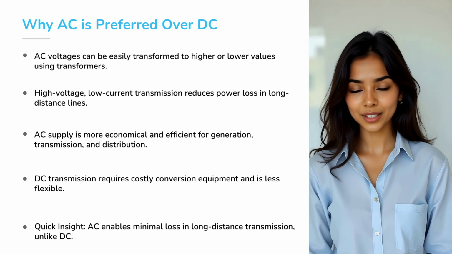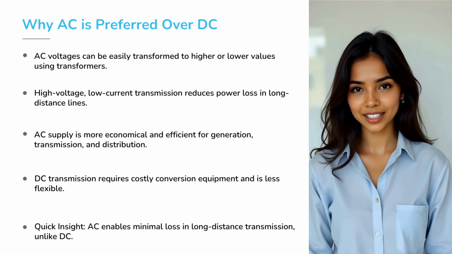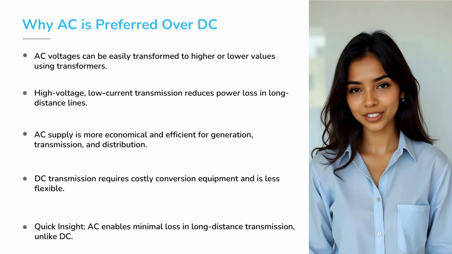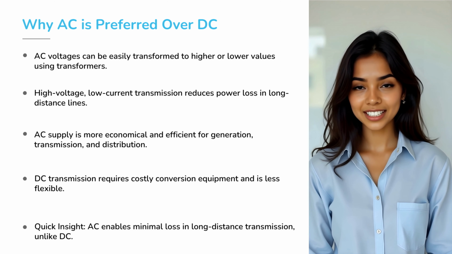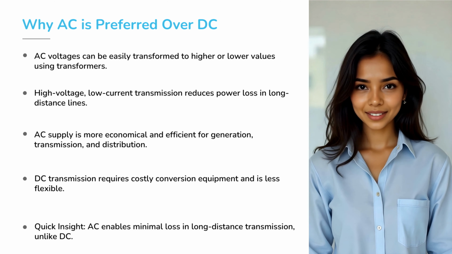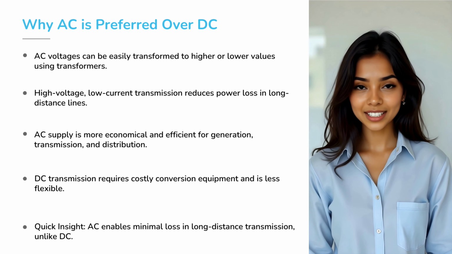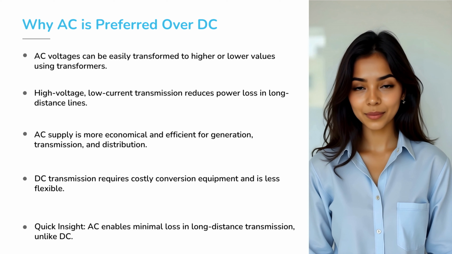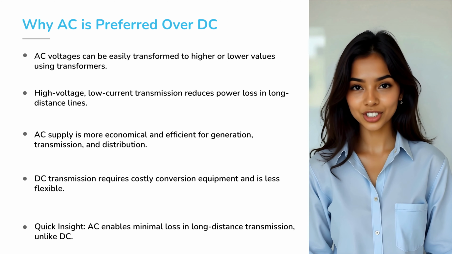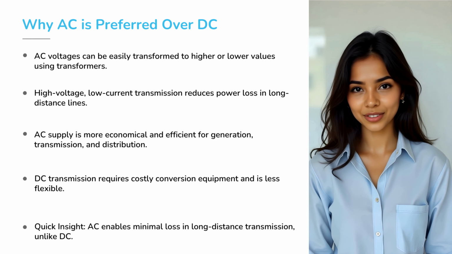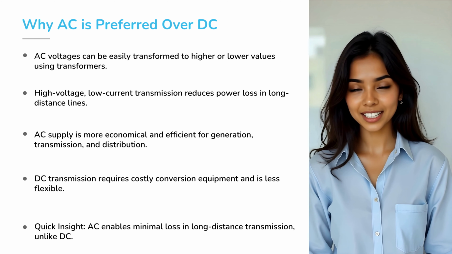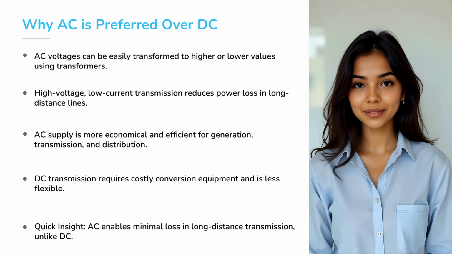To send DC over long distances, costly conversion equipment is needed to step up or step down voltages. This makes DC systems less flexible and less cost-effective compared to AC. So here's the quick insight: AC enables minimal loss in long-distance transmission, unlike DC. That's why from your ceiling fan to the national power grid, AC continues to be the preferred choice.